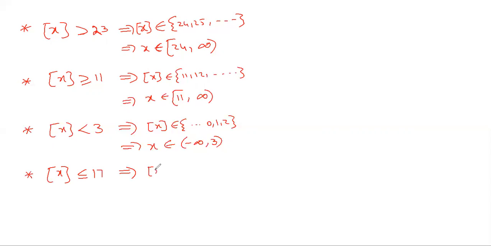So all the negative numbers and then up till 17. Then x belongs to minus infinity, 18, and it will be open interval 18. Yeah. So the ending, if it is ending with a number, next number open interval.